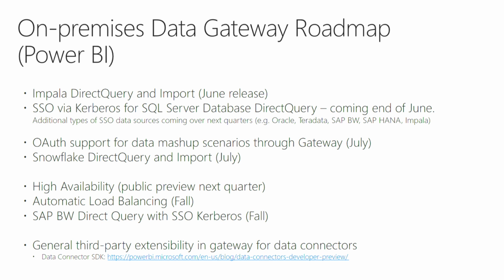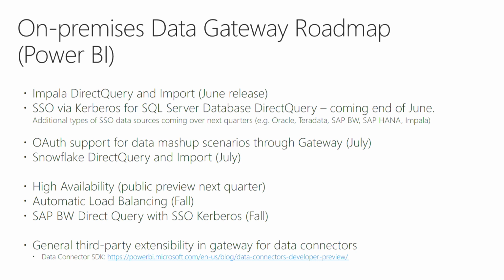That said, there are additional types of data sources that we're working on. Some of them are in private preview right now. Some of them we are starting to work on. As an example, you can see Oracle, Teradata, SAP BW. We also work on SAP HANA, Impala. Those are things that you can expect to see over the coming months.